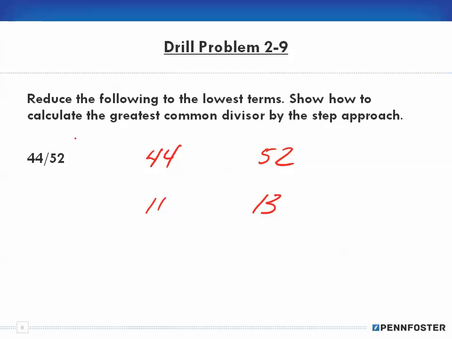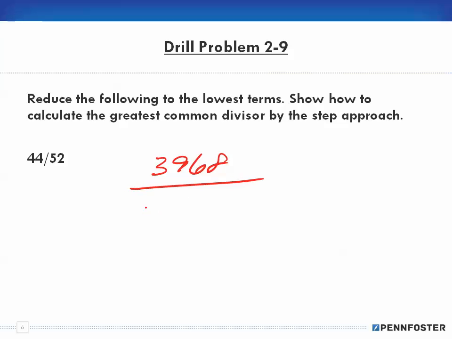I mean, we're talking about two small numbers, but what if we were talking about huge numbers? And remember, the reason why in a textbook you have small numbers is so that you learn the concept. But out in the real world, if you're working as an engineer or whatever have you, you're going to get numbers like 3,968 over 10,432. Okay. Now, the reason why I know that this can be reduced is because I have an even number here and an even number here.